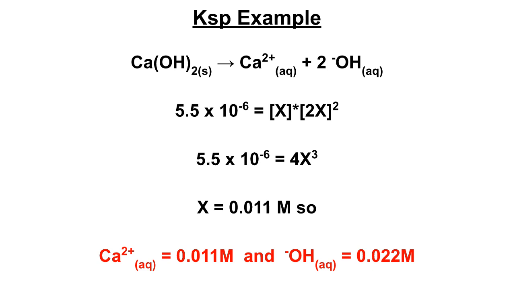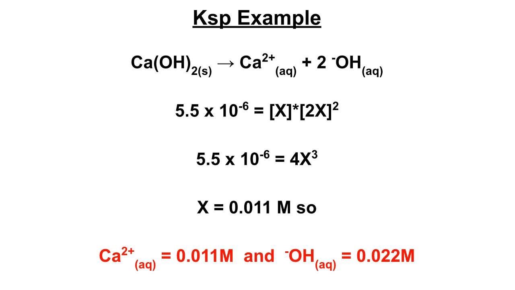And then you have 5.5 times 10 to the minus 6. You would need to divide that by 4. And then after you've divided by 4, you would take the cube root of that value. And I would encourage you to try along and do this on a calculator. And what you would get is 0.011 molarity. So what does this tell us?